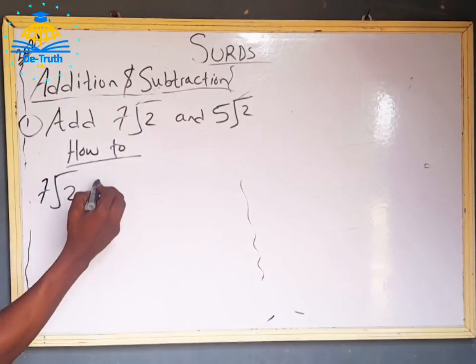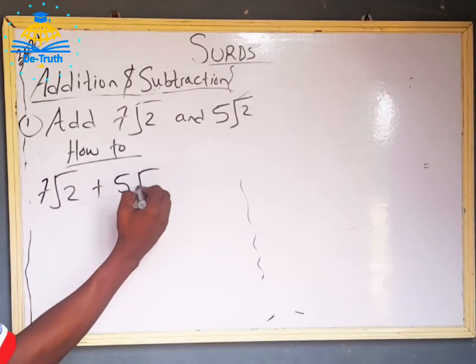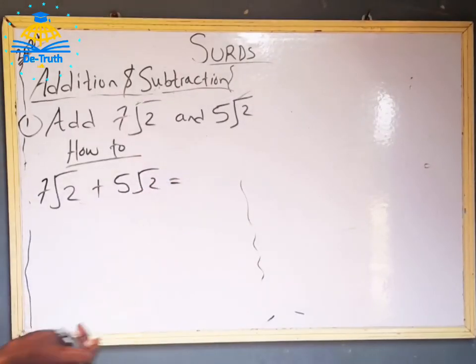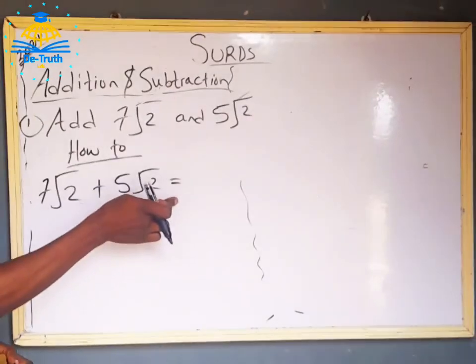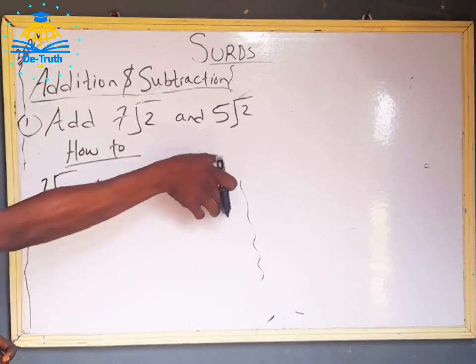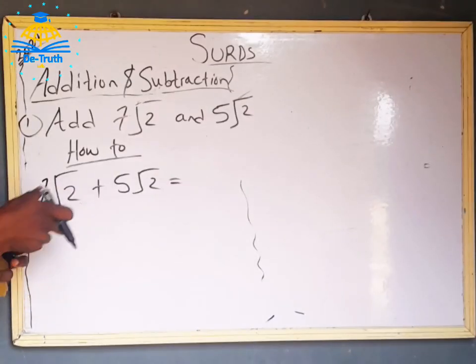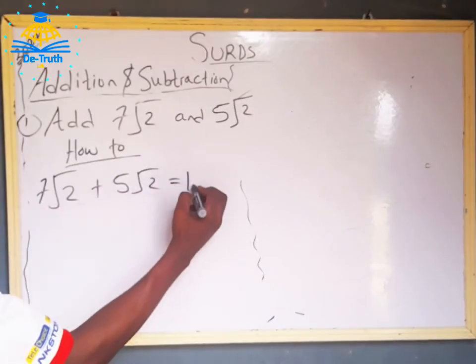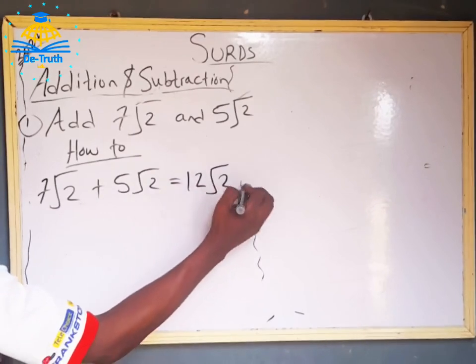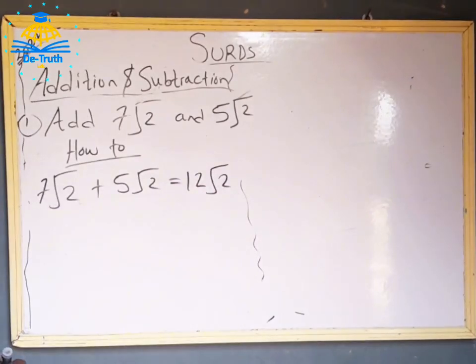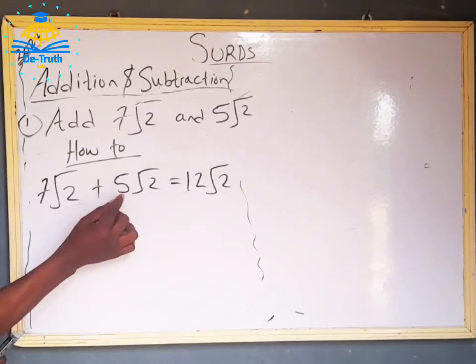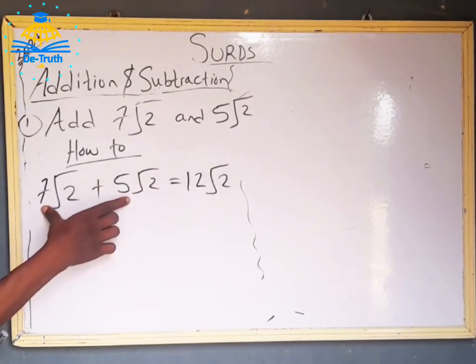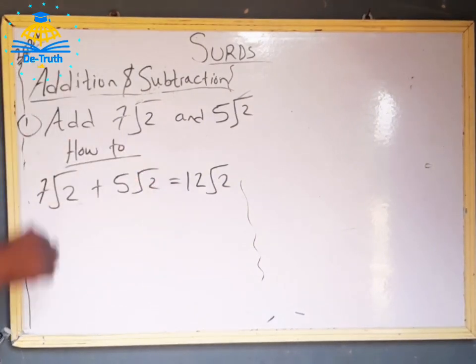7 root 2 plus 5 root 2, that's like 7X plus 5X. That is 12X. But I don't need to write X because my X is not actually X but root 2. So that gives me 12 root 2. Very simple. 7 root 2 plus 5 root 2 will give us 12 root 2. Just simply add the numbers before the root together and pick one of the roots.